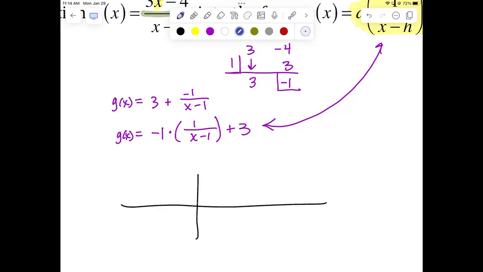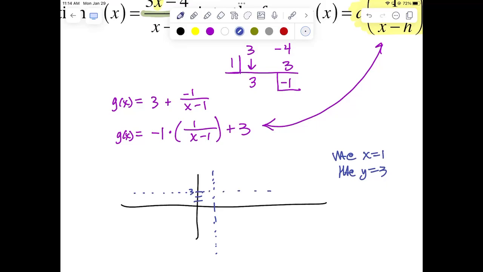Where's your vertical asymptote? VA at not just 1, but what equals 1? X equals 1. So let's come over here and put a 1. We'll put a dotted line. And then where's the horizontal asymptote? At y equals 3. Good. So 1, 2, 3. There's 3. We'll draw it right here.